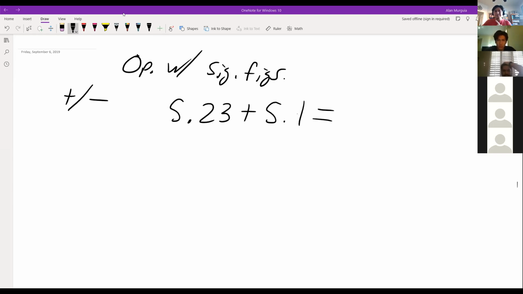You're on the right track, but remember, for addition and subtraction, your final answer must have the same number of decimal places as the smallest one in your problem. Over here we have 2 decimal places, and over here we only have 1. So our final answer must have 1 decimal place. If you add this up normally, you get 10.33. But since our smallest is 1 decimal place, we round accordingly and keep it as 10.3.